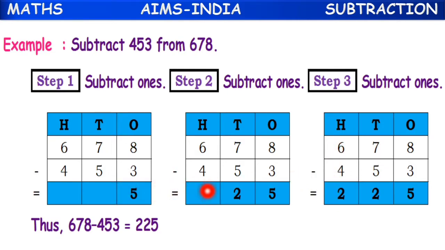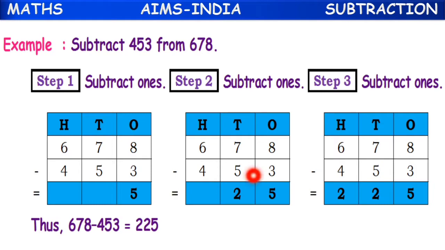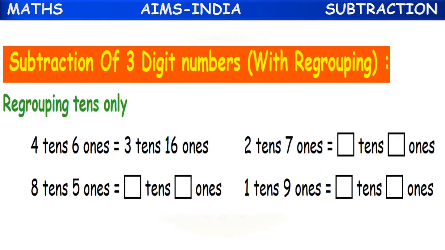When we combine all the numbers together, what will we read it as? 225. So when we subtract 453 from 678, the difference is 225. Clear children? Moving on to subtraction of 3-digit numbers with regrouping. Now what was this? What did we do here? We subtracted 3-digit numbers without regrouping.